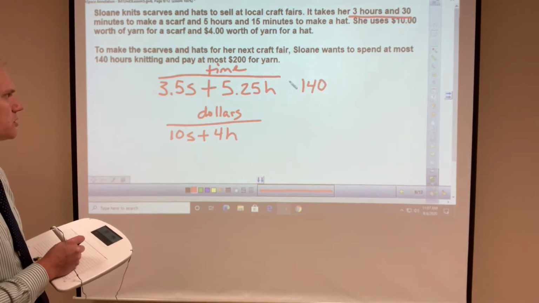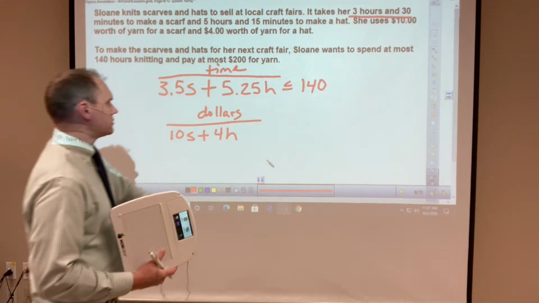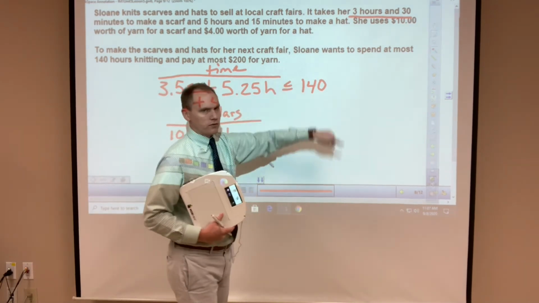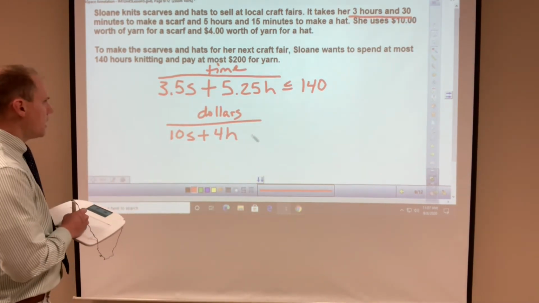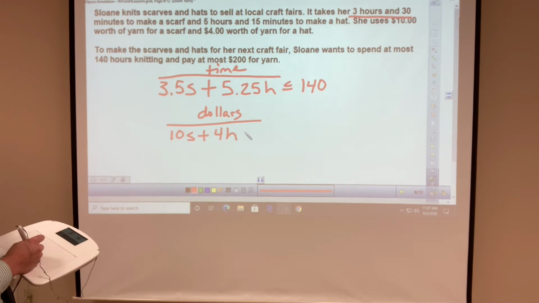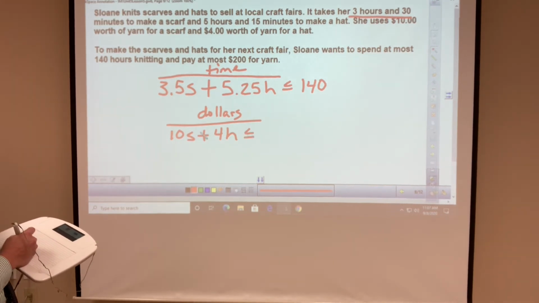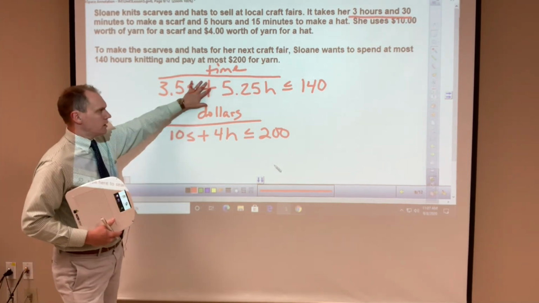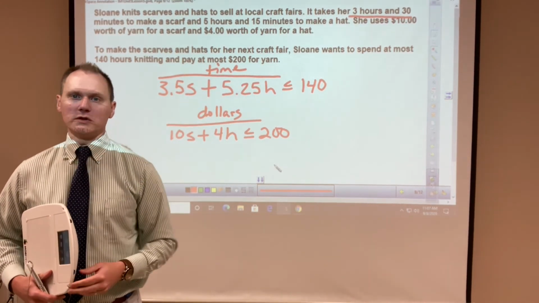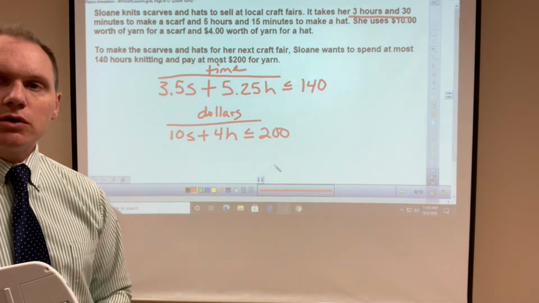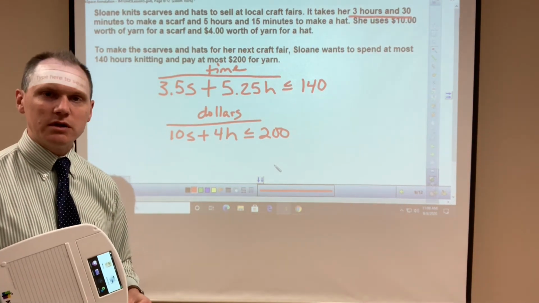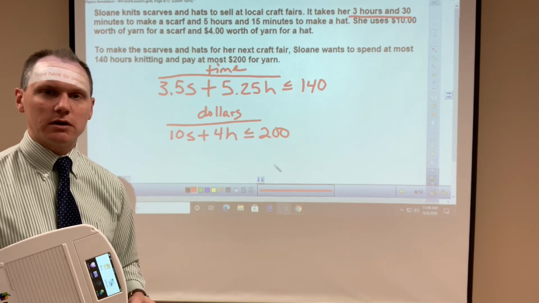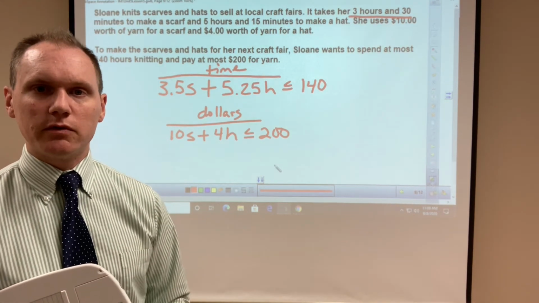But at most means she could spend less than 140 hours. So less than or equal to 140. And at most $200. So $200. So our cost needs to be less than or equal to $200. So we have these two inequalities here from this situation. All right, so I want you to take a minute and see if you can graph this, the solution to the system of inequalities.